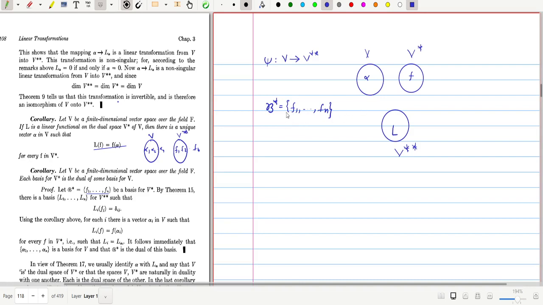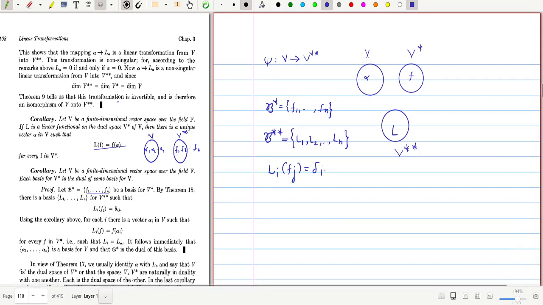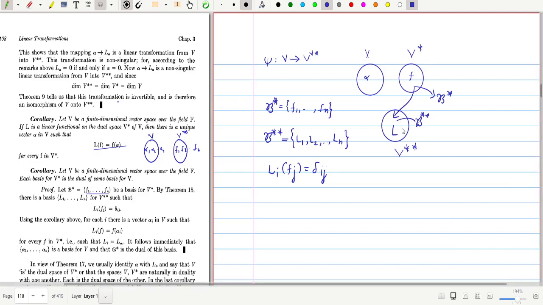So we start with the basis of V star, then we can construct the dual basis for V star, that is in V double star, consisting of vectors L1, L2, etc., Ln, such that Li of fj is equal to delta ij. This is the definition of the dual basis of V star. So if we start with the basis of V star, then we can construct a basis of V double star. So there is a correspondence from V star to V double star.